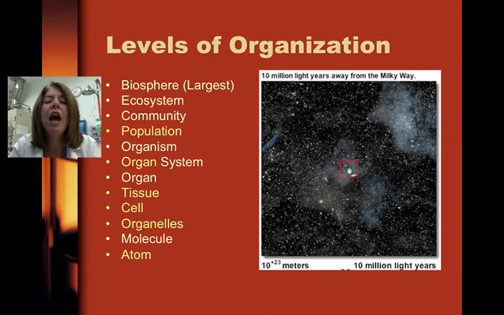These cells are made up of organelles. Organelles are like little organs. They're the cell parts that have membranes around them. The organelles are made up of molecules, and molecules are made up of various atoms. Now we're going to look at a video showing these different levels.